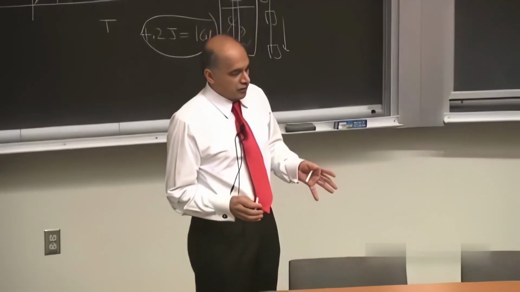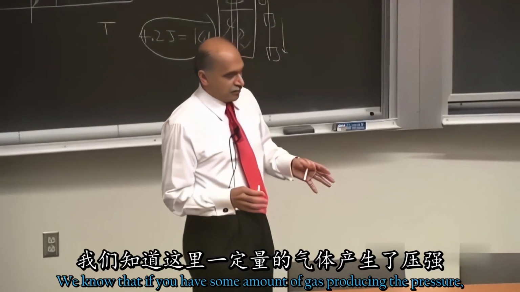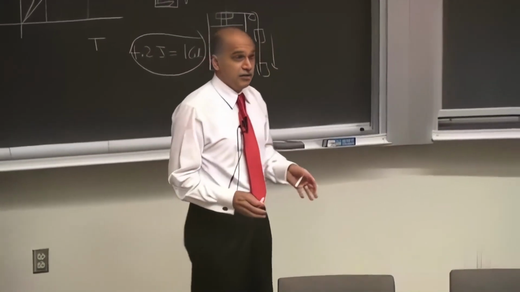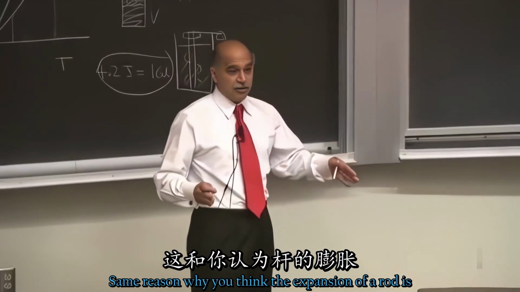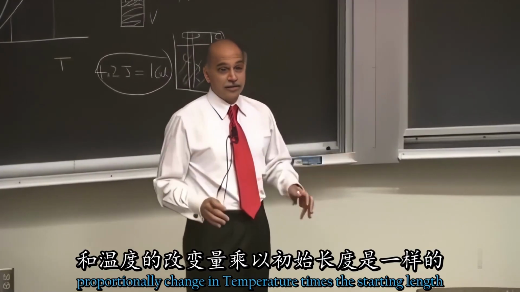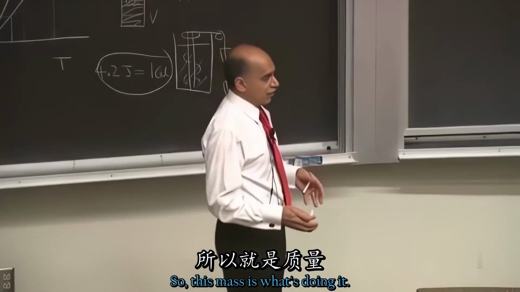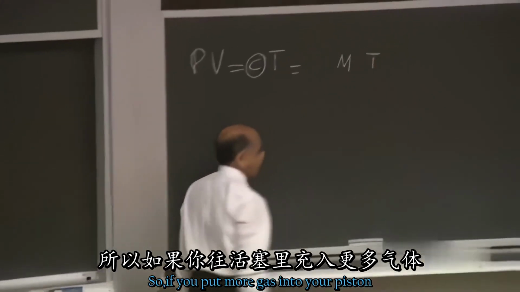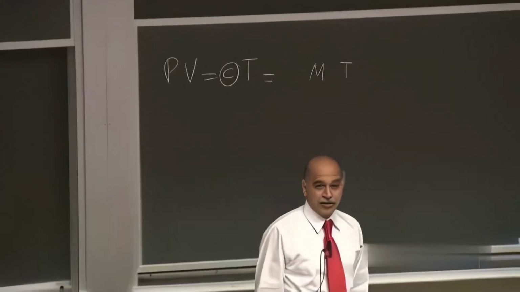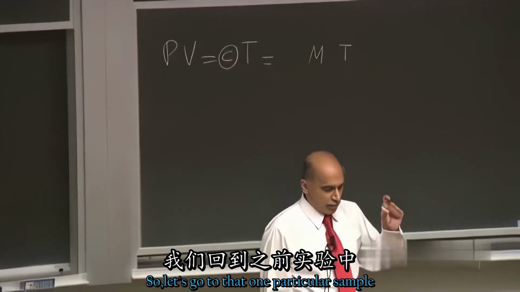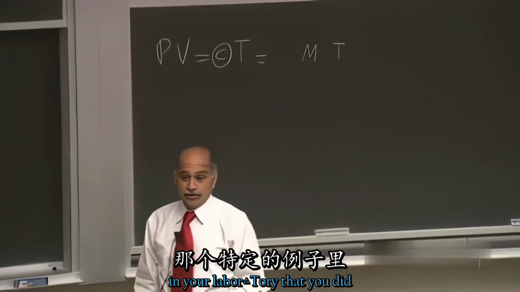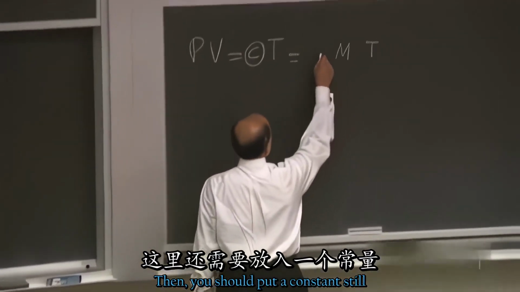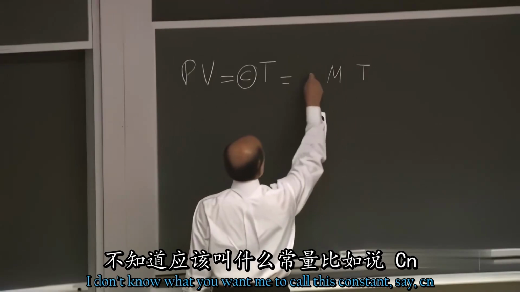What's the argument? We know that if you had some amount of gas producing a pressure and you put twice as much stuff, you think it'll produce twice as much pressure. Same reason why you think the expansion of a rod is proportional to change in temperature times the starting length. So this mass is what's doing it, so it's proportional to the mass. It's a very reasonable guess. So if you put more gas into your piston, you think it'll produce more pressure. That's actually correct. So let's go to that one particular sample in your laboratory that you did. So put the mass that you had there. Then you should put a constant still. I don't know what you want me to call this constant. Say C prime.